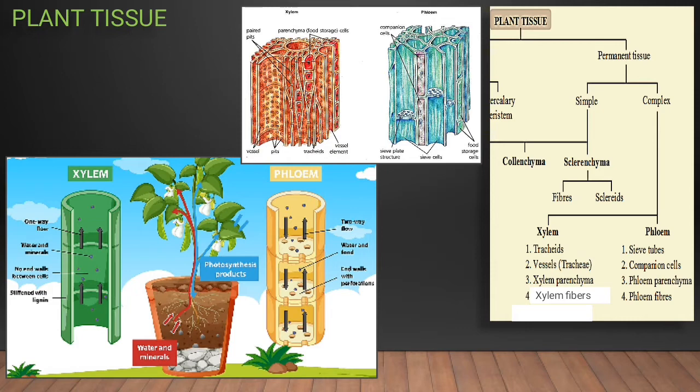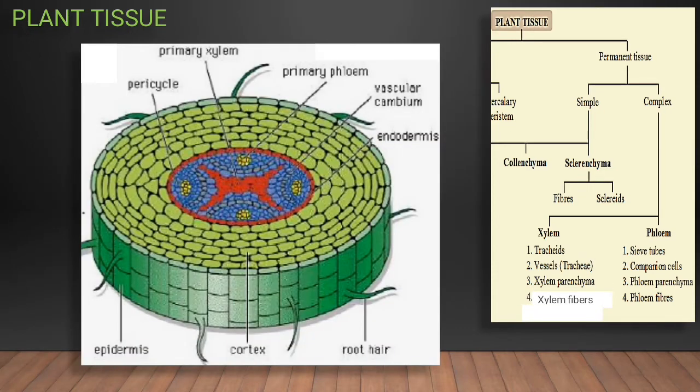Next is phloem. It translocates the prepared organic food from the leaves to different parts of the plant. It is also known as bast. A bast fiber is a plant fiber collected from the phloem or the bast surrounding the stem of certain dicotyledonous plants. It supports the conductive cells of the phloem and provides strength to the stem. And it is composed of sieve tubes, companion cells, phloem parenchyma, and phloem fibers.